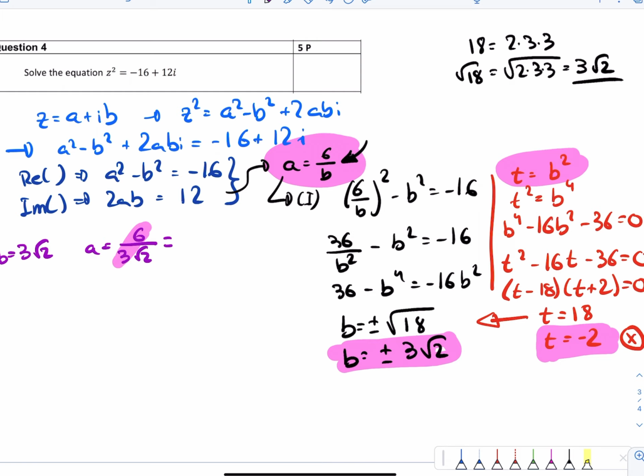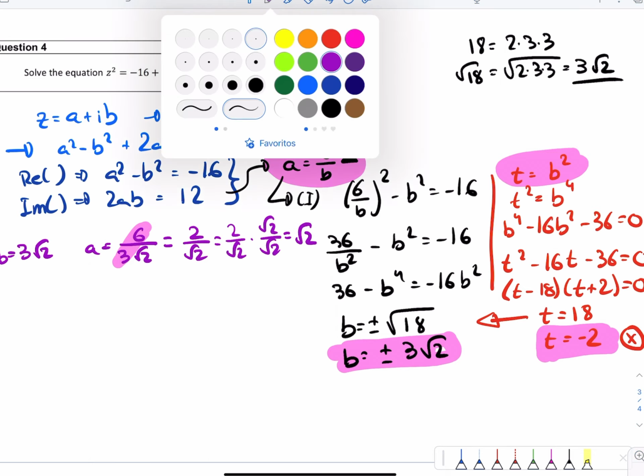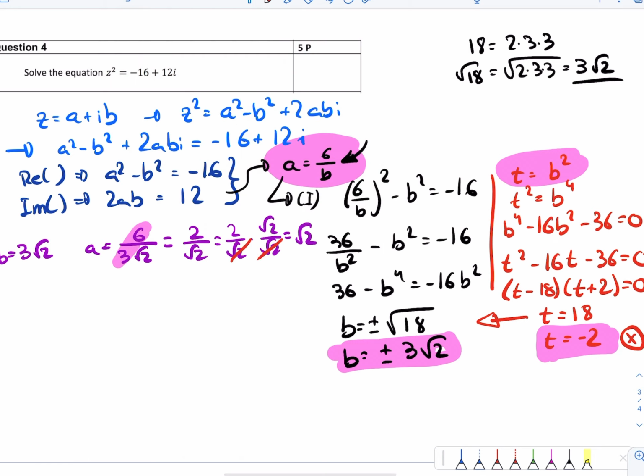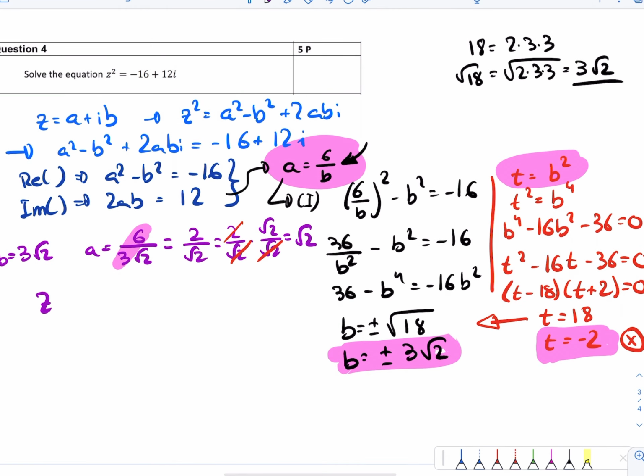So we just get 2 divided by root 2, and for 2 divided by root 2, we can multiply up and down by root 2. And root 2 would cancel with the 2, so this is just equal to root 2. Root 2 times root 2 is 2, that cancels with that 2. So the first solution that we found is z equal to root 2 plus 3 root 2 times i.